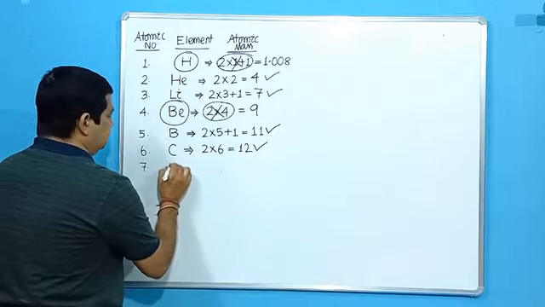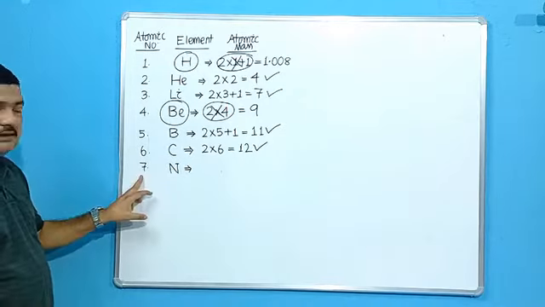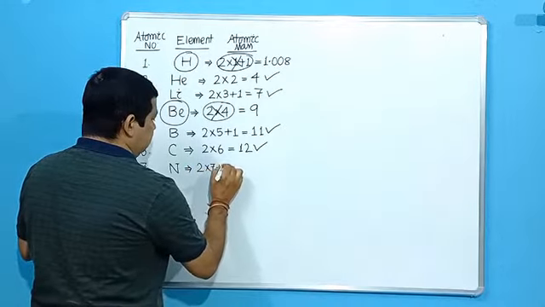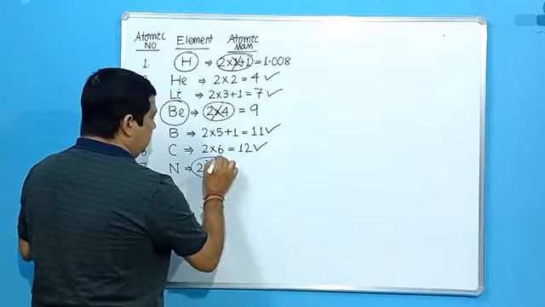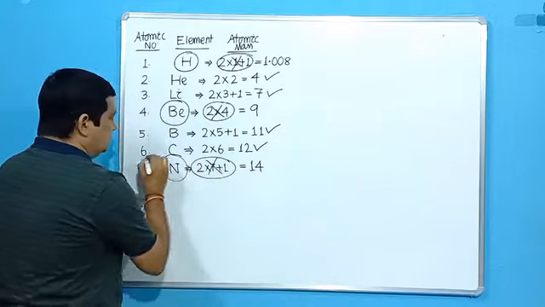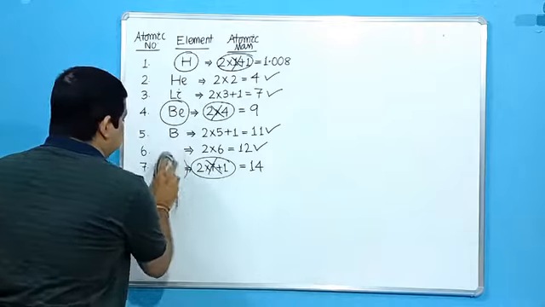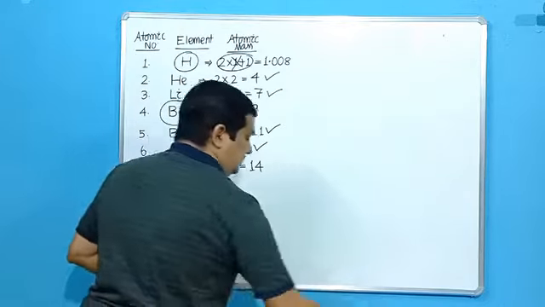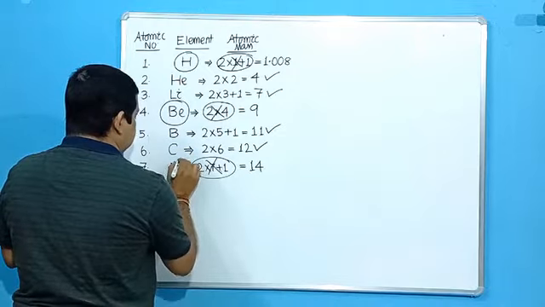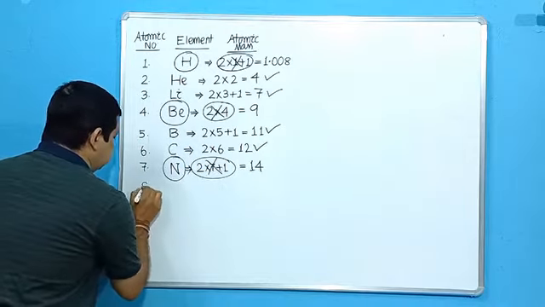Then nitrogen, atomic number is 7. It's an odd one. So as per formula, how much should it be? Now 2 into 7 plus 1. That means it should be 15, but it is not 15. It would be 14. That means nitrogen is another exception. Nitrogen is another exception. So it's for carbon, it's for nitrogen. Nitrogen is exception. Okay.